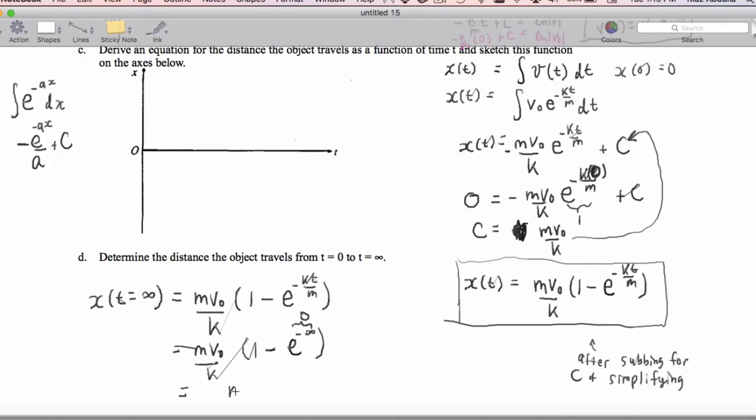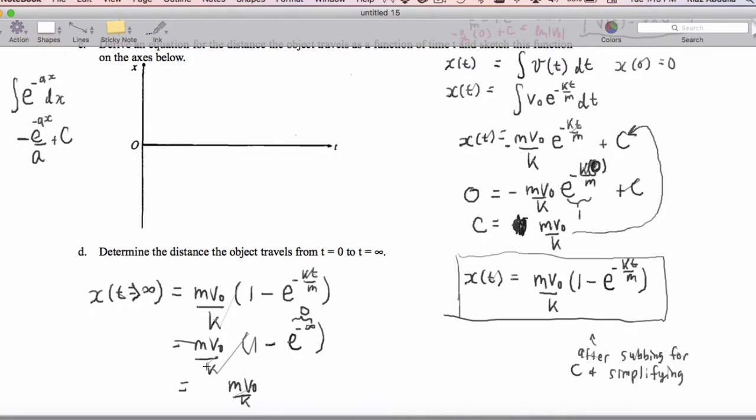So we're going to get m v naught over k as our limit. As t goes to infinity, x goes to this value. So our asymptote is going to look like this. This is going to be m v naught over k, and our position as a function of time will look like this.